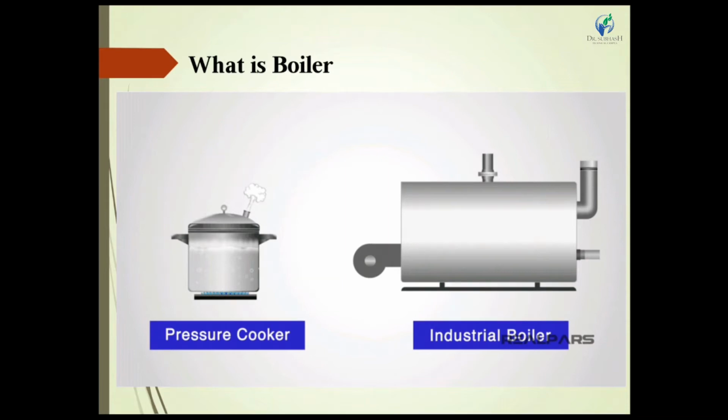Next is the industrial boiler. An industrial boiler is large in size compared to our pressure cooker. There is an input of water and an output of steam. There is a safety valve to protect against higher pressure. Here we have to give external heat to the boiler to convert water into steam.